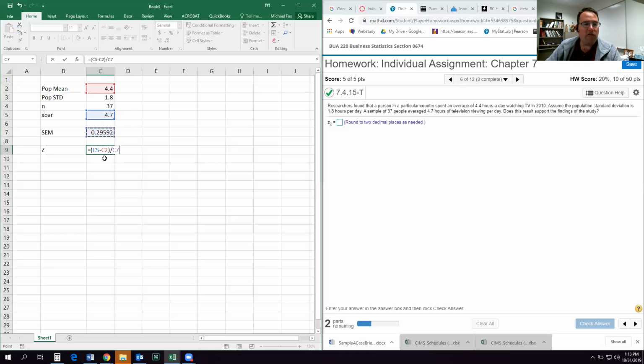Recognize on this one, we didn't have to worry about a finite population correction factor because our population is made up of people who watch TV, which is a huge population. And so having a sample of 37 is nowhere near 5% of that giant population. Anyway, so there's our z-score, 1.01379. And then we can find the probability.